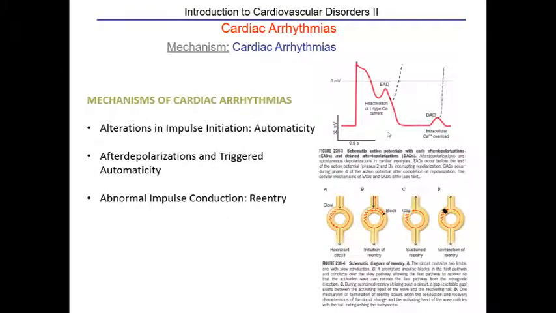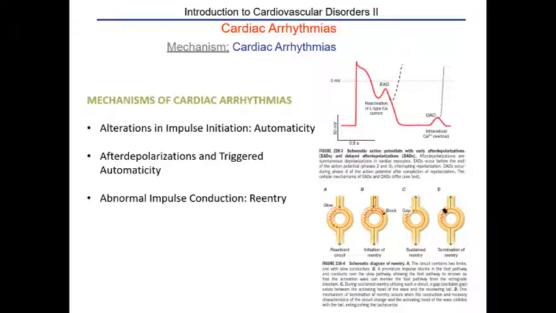So there are three mechanisms of cardiac arrhythmias, and they are as follows: alterations in impulse initiation, with regard to alterations in the automaticity of the parts of the heart, either its electrical system or the conduction pathway; afterdepolarizations and triggered automaticity; and abnormal impulse conduction, especially re-entry circuits.